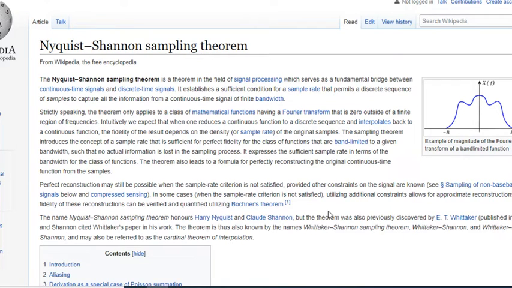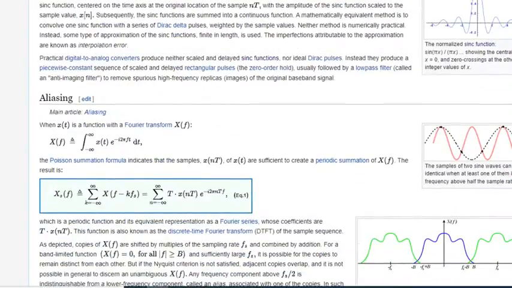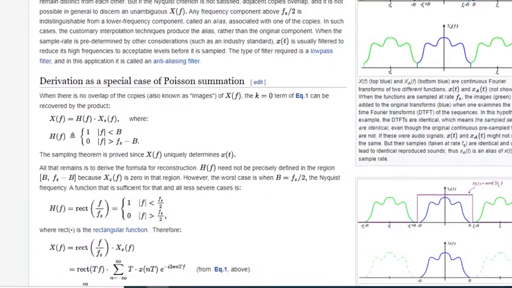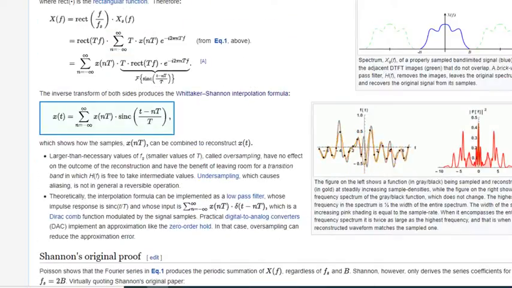Here's a quick video on an overview of the Nyquist-Shannon sampling theorem. It basically just says in order to reconstruct a perfect signal using only discrete points, you have to get points of at least twice the highest frequency in the original signal. And this is just a Wikipedia article. It goes through the whole thing, but I thought this animation was really cool.